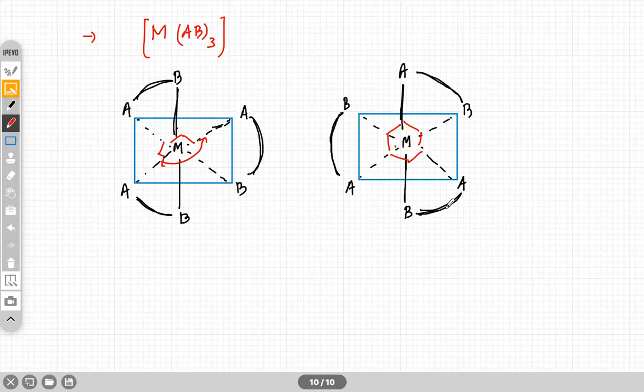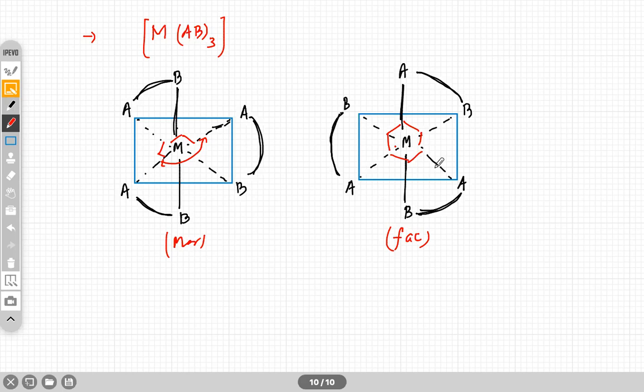The second one here, if you compare this with the facial and meridional one, this one all A present at 90. So this one is FAC and this one is MER. It looks different, but all A are at 90 here also, and in facial also all A was at 90. Got it?